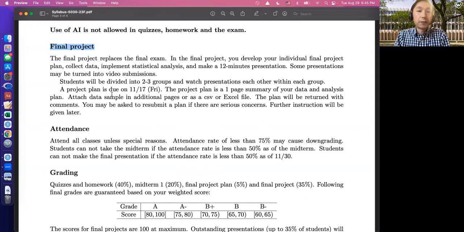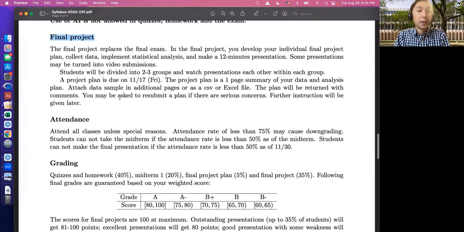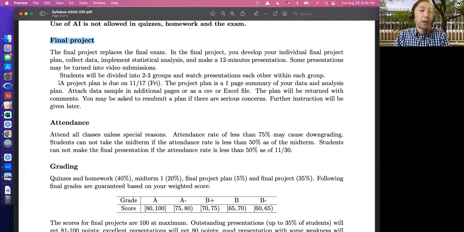And probably the students will be divided into 2 or 3 groups, and they watch presentations of each other within each group, because we have 30 presentations, so it may be too many. If we have only 15 students, maybe you watch all presentations, but probably I will divide it into 2 or 3 groups, probably 2 groups.